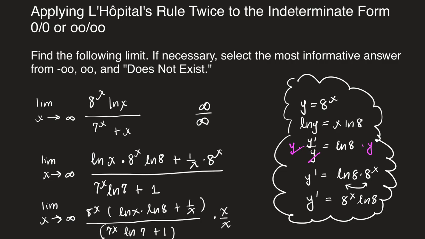And when I do that, when I distribute that x over x to the two terms inside, I'll get x ln of x times ln of 8 plus 1. And that is of the form infinity over infinity, because I have products of things going to infinity all over a product x times this expression in the denominator also going to infinity. So I really do have infinity over infinity. So I can go ahead and apply L'Hopital's rule to the expression before I multiply by that x over x. So I'm going to go ahead and erase that.